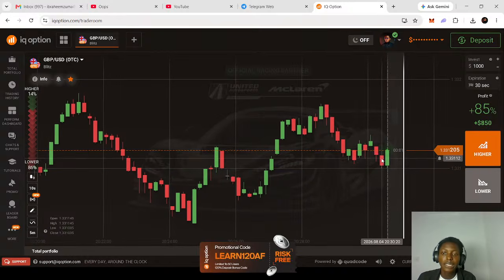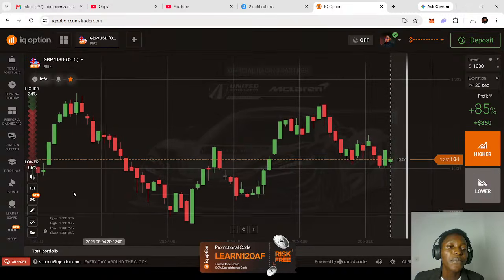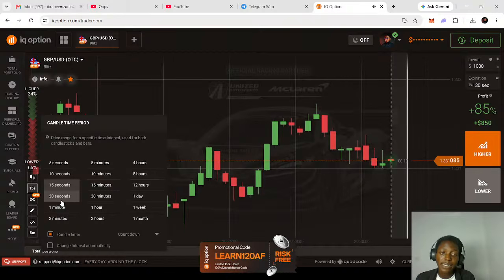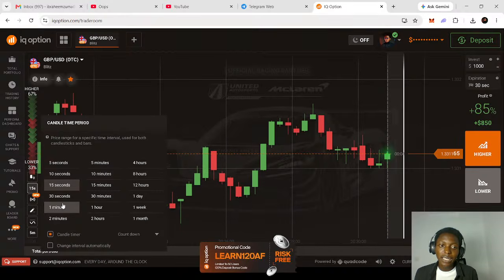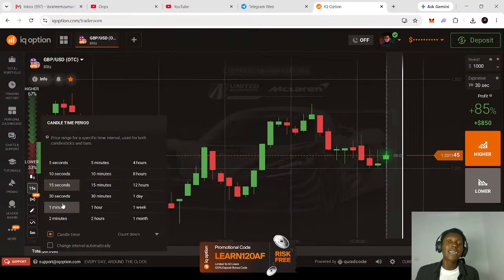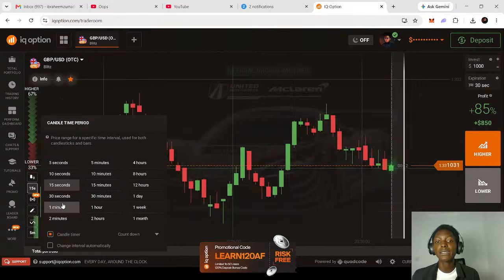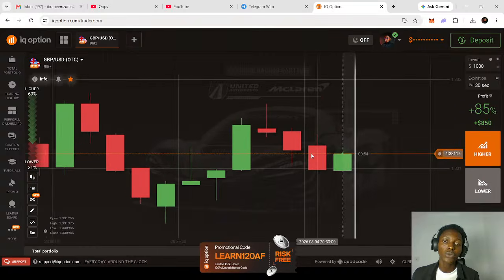So you have a red candle and a green candle. As you can see, after 10 seconds, another candle has changed. And so you can have 10 seconds, 15 seconds, 30 seconds, 1 minute, 2 minutes. It depends on what your strategy is and how you analyze your market. So we will now choose a 1 minute candle so that you can actually understand how the candles work.